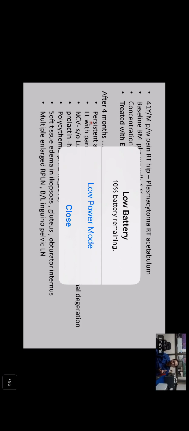So, lower limb numbness and paresthesia, polycythemia. There was edema in soft tissues on MRI and CT scan, especially the iliopsoas and gluteal muscles. There were multiple lymph nodes: inguinal and pubic lymph nodes, and retroperitoneal lymph nodes, and the patient had plasmacytoma. Anybody want to take a guess? POEMS syndrome, yeah, that is a good guess. The patient possibly has POEMS syndrome because of this presentation.